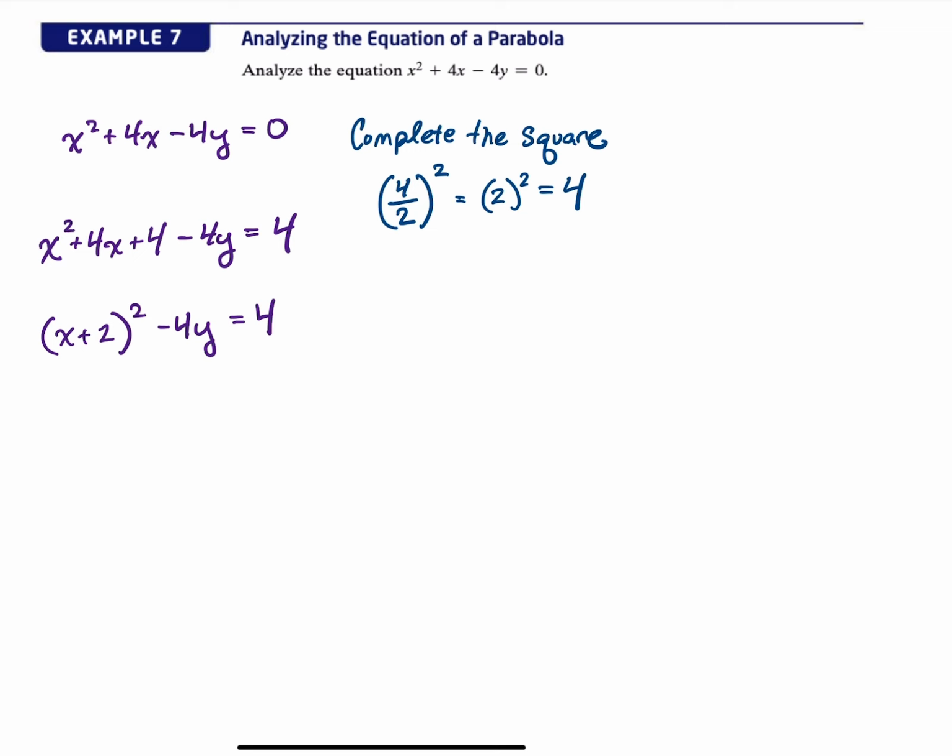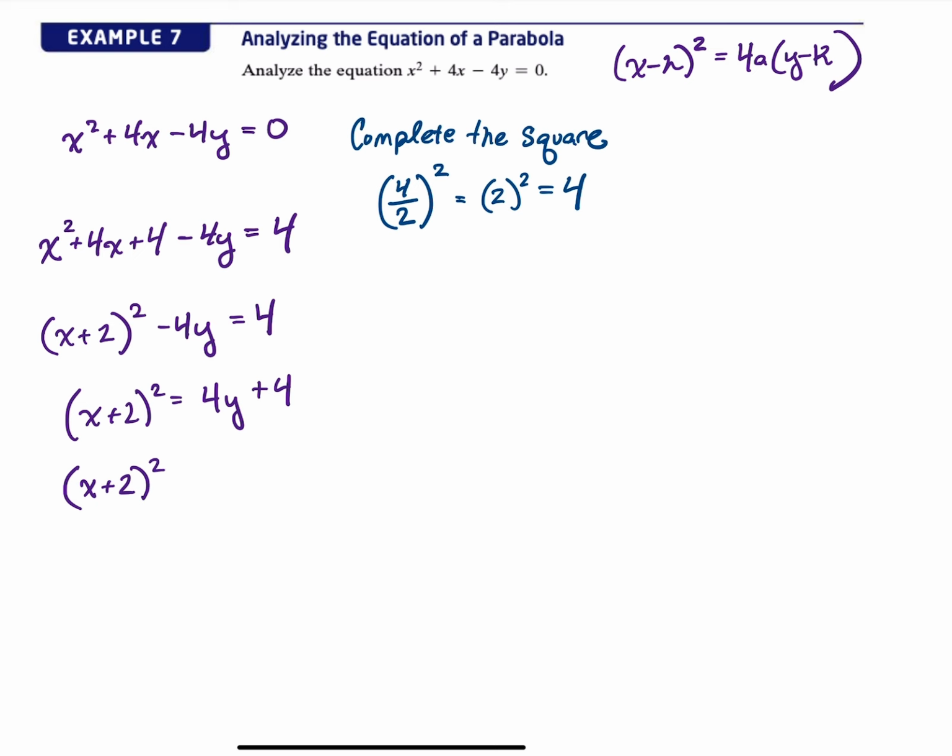So it looks like we're going to get something in the form x minus h squared will equal 4a times y minus k. So let's get our y term over to the other side. Let's add that 4y over. So we'll get x plus 2 squared will equal 4y plus 4. And then we can factor a 4 out on the right side. We'll get x plus 2 squared will equal 4 times y plus 1.